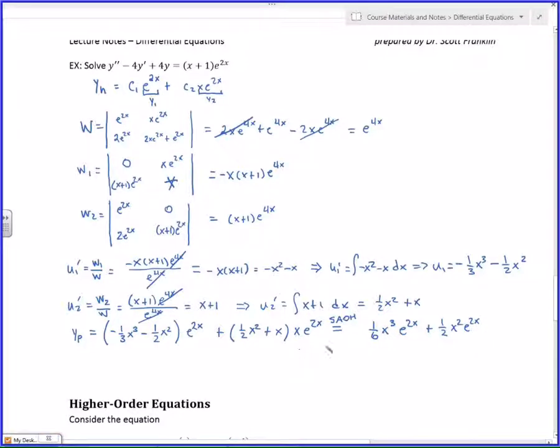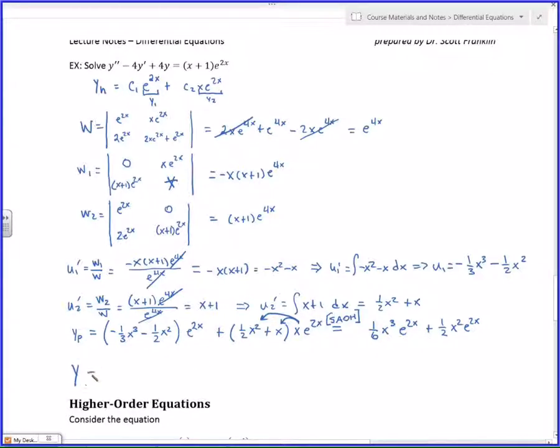I get 1/6 x cubed e to the 2x plus 1/2 x squared e to the 2x. I'm going to say some algebra occurs here. You can actually do this in your head. If you distribute this, you get an x cubed. So you actually have a minus 1/3 x cubed e to the 2x and a 1/2 x cubed. So minus 1/3 plus 1/2 is 1/6. And then the x squared, you're going to have a minus 1/2 plus 1, which gives you a plus 1/2.